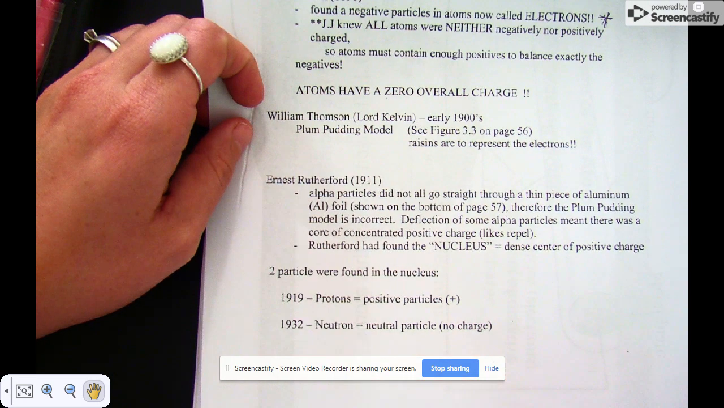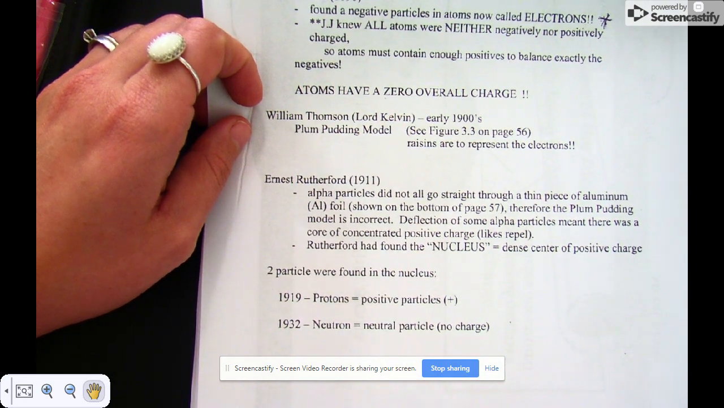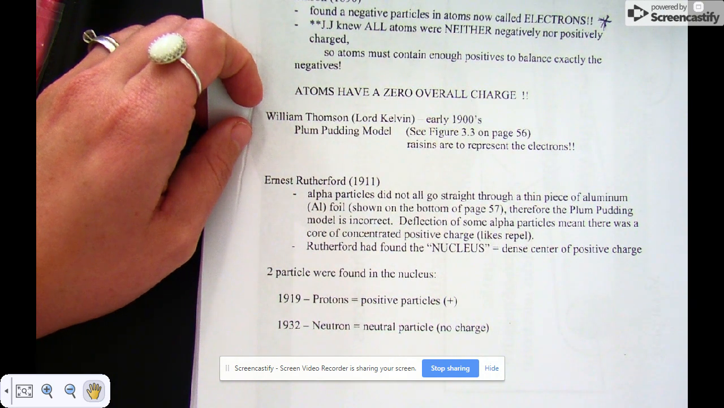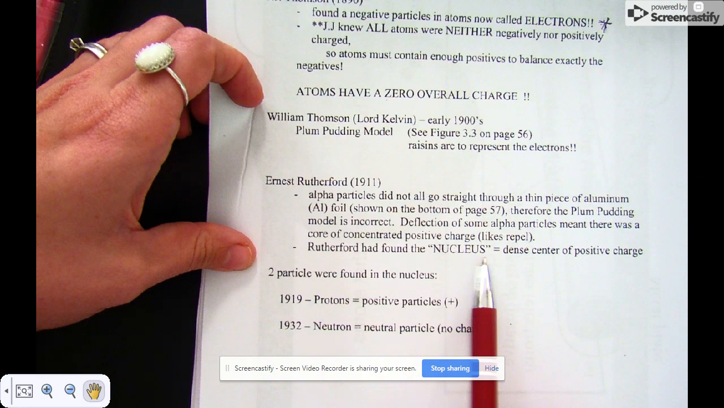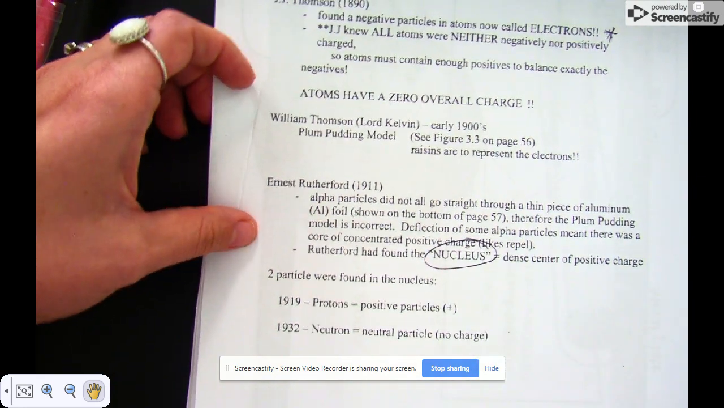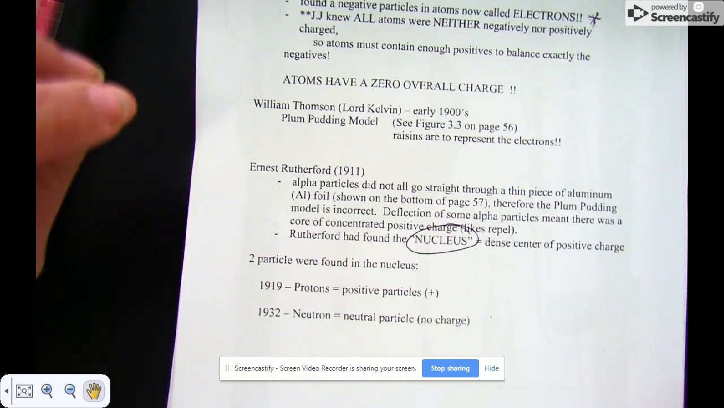Then you have Ernest Rutherford. Ernest Rutherford was in 1911. He noticed that alpha particles didn't go straight through a thin piece of aluminum. So therefore, the plum pudding model couldn't be correct. Basically, he was trying to shoot things through this piece of aluminum, but some things were deflecting and going back off of it, which meant that there had to be some sort of positive core. So Rutherford was the one credited with finding the nucleus. You need to know that Rutherford and the nucleus go hand in hand. That's the positive dense center of the atom.